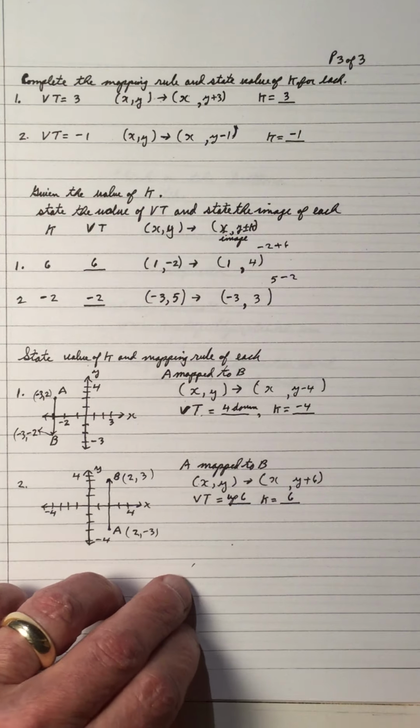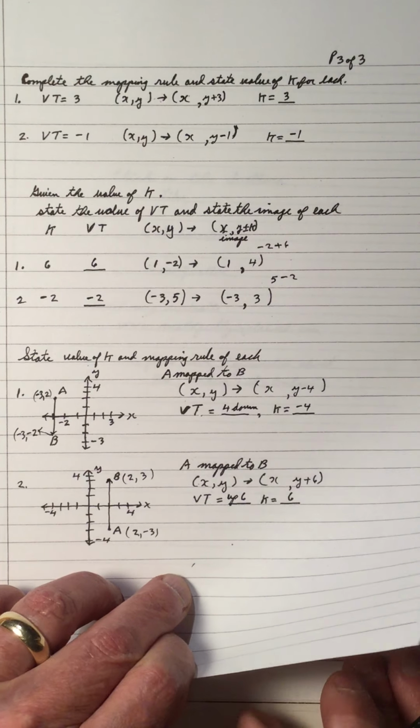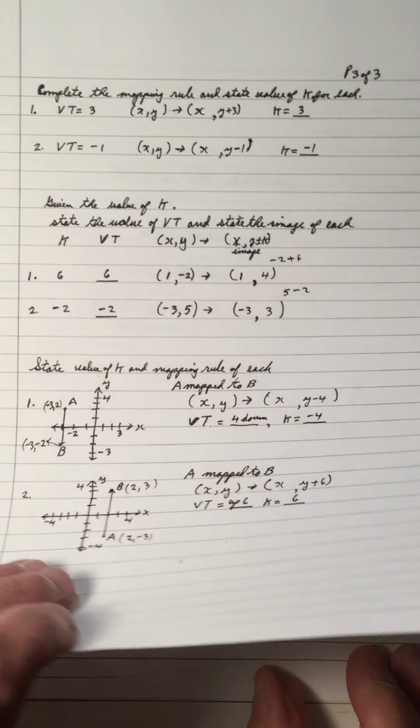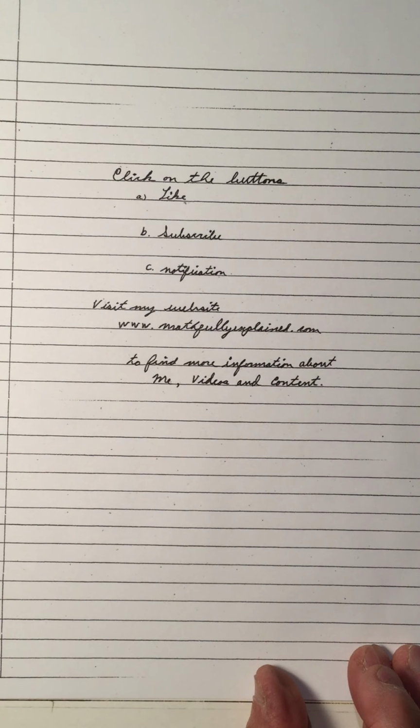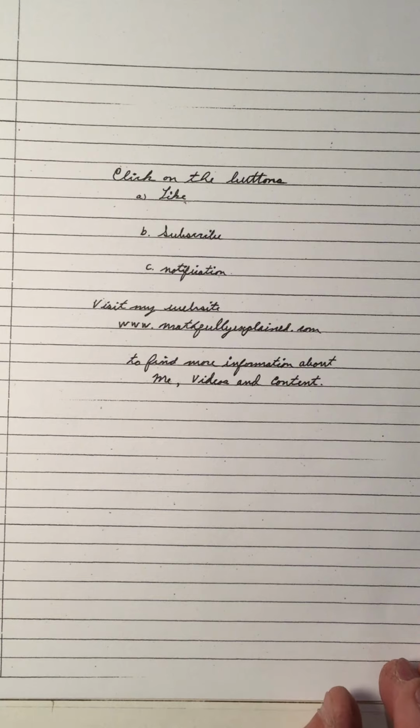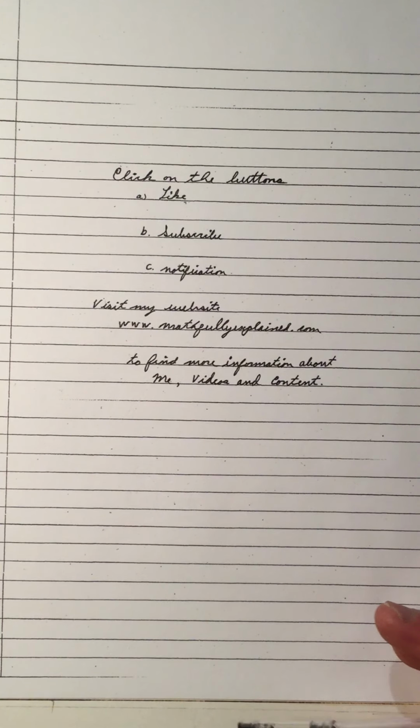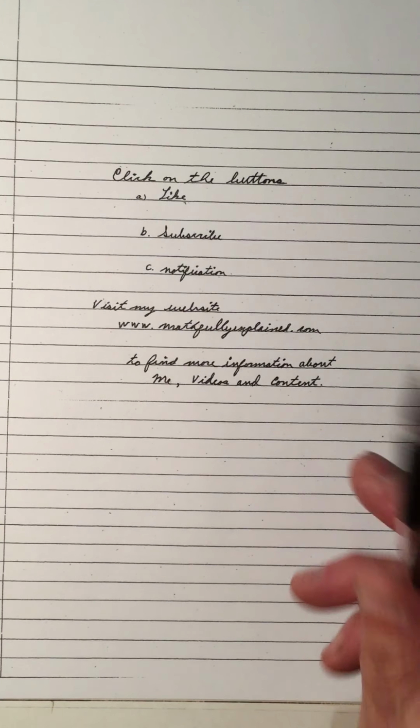So that brings us to the end of vertical translations. And we have all the transformations done now. So the next video will be on combinations.